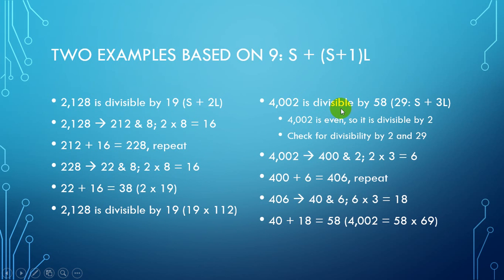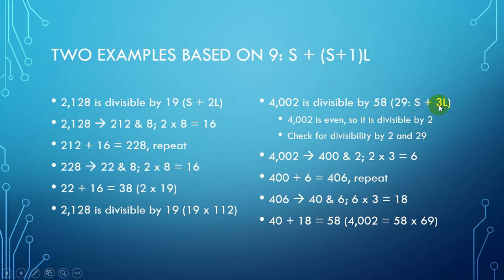4,002 is divisible by 58. Well, that would be 2 and 29. And the divisibility rule for 29 you can derive using this formula. It's s plus 3l because 2 plus 1 is 3. The stem is 2, so 2 plus 1 there, 3. S plus 3l. First of all, check for divisibility by 2. Well, it's even because it ends in a 2, so it's divisible by 2, passes that test.